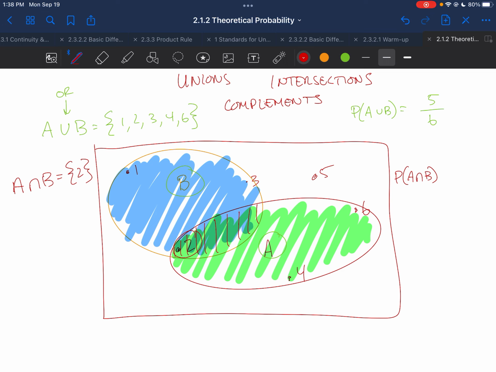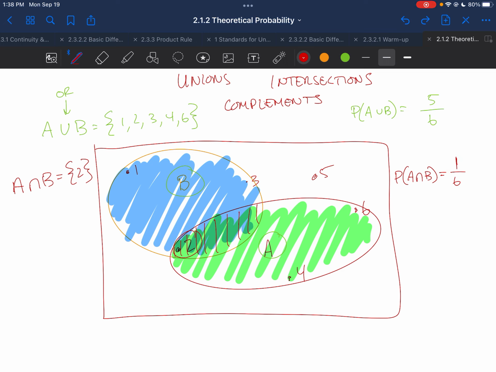So the probability of A and B would be one value out of the 6. The probability that we toss an even number that is also less than or equal to 3: there's only one even number on a die that is less than or equal to 3, and that number is 2. So there's only one of them out of the 6 total possibilities in this sample space.